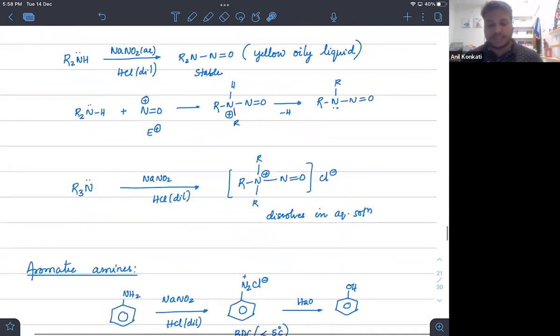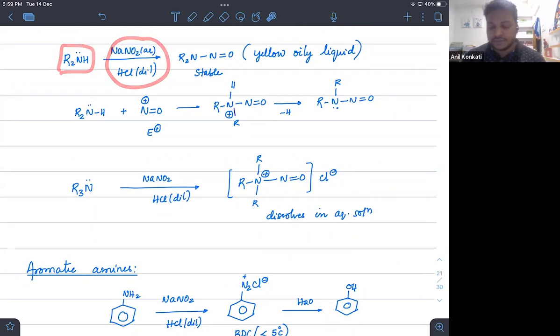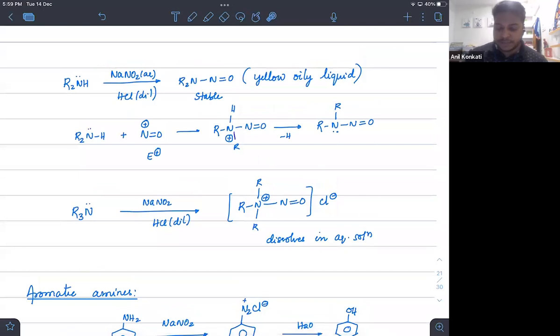But in case it is a second degree amine and we use NaNO2, the lone pair on nitrogen attacks NO, so you will get R2N–N=O. The lone pair present on nitrogen will attack this electrophile NO, so we'll have R and R with a plus charge on nitrogen. Because it is in acidic medium, remove this H plus, and you'll get R2N–N=O, and it is resonance stabilized.